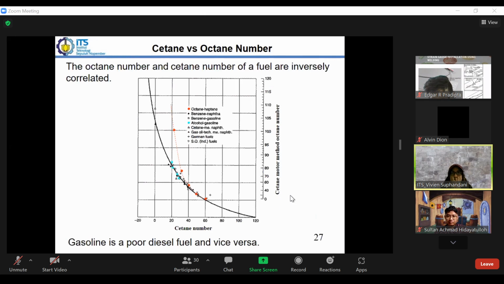Okay, so this is to answer the question in the assignment. Why do we need to give a certain fuel? Because the characteristic is very different, because of the difference in the combustion characteristic.